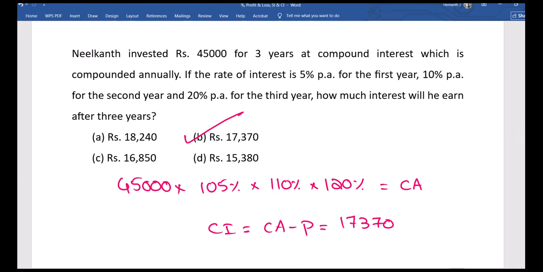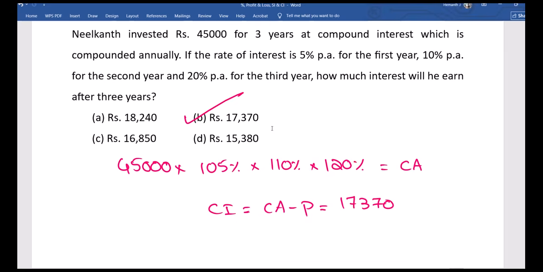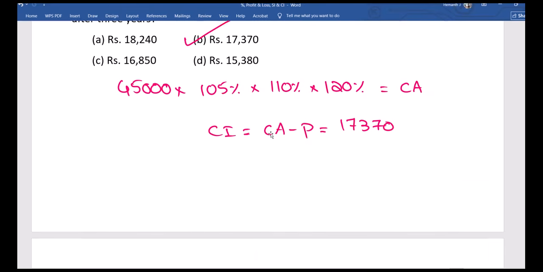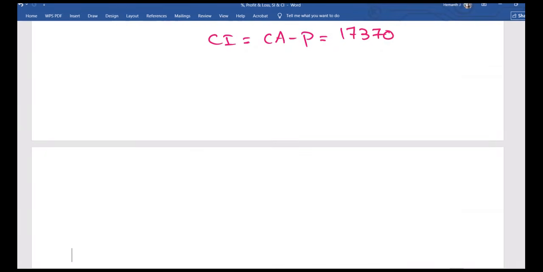There is another method, sir. The same question is given in CTS. TCS calculator allowed, CTS calculator not allowed. But for the same question, if the calculator is not allowed, I'll give you how to approach it. This I am doing using a calculator. There is nothing hidden. Multiplying with 105%, 110%, 120% directly will take time. Compound interest is compound amount minus principal. Here is the other method for when the calculator is not allowed.